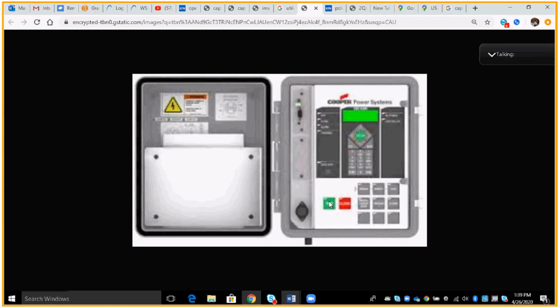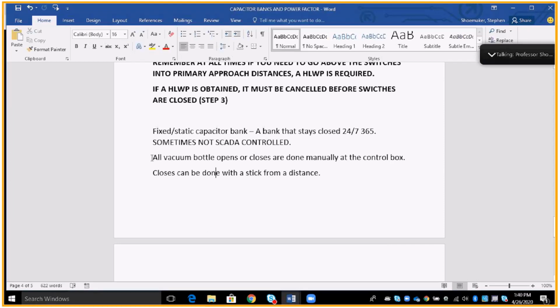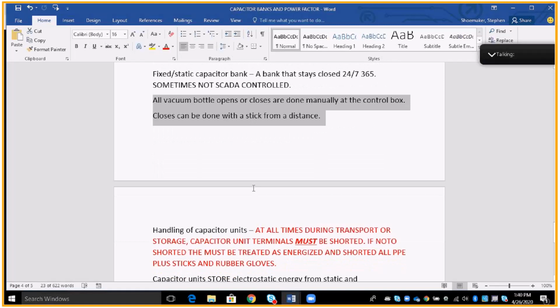You press that close button with the end of a stick. A lot of your companies are getting this to be in the SCADA realm, and you really won't find that many situations where you're going to be finding a capacitor bank that's not SCADA controlled, but I did want to include it. There are some safety measures you can take to get away from a bank.